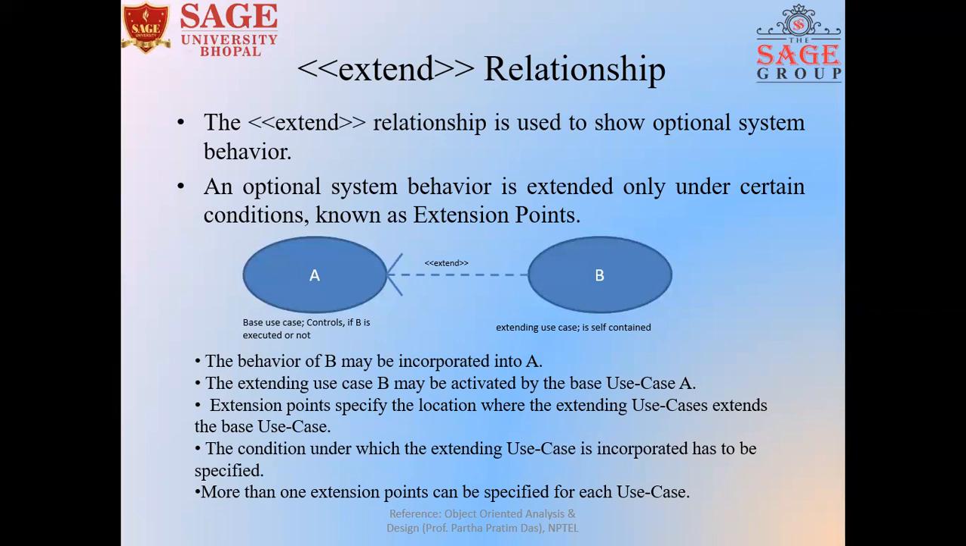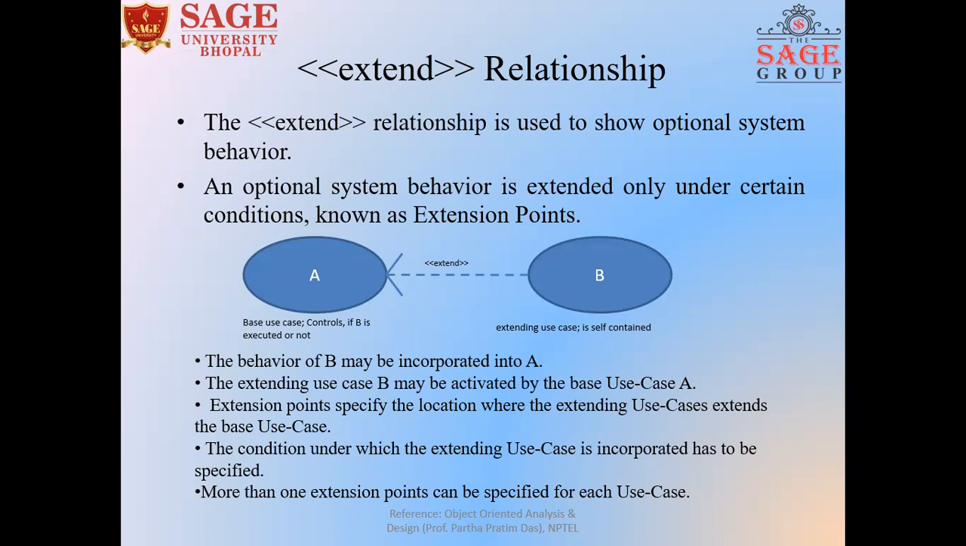Extension points specify the location where the extending use case extends the base use case. So we can define the extension points by which we can find in what condition the extended use case is used for the base use case. The condition under which the extending use case is incorporated has to be specified. In that case, you have to specify the different conditions. More than one extension point can be specified for each use case.